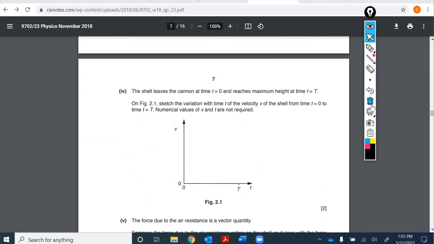It says the shell leaves the cannon at a time of t equals 0 and reaches maximum height at t equals T. On figure 2.1, sketch the variation with time t of the velocity of the shell from time t equals 0 to time t equals T. Numerical values are not required. So we have to think about how the velocity is going to go as it reaches maximum height. We know at time T, it reaches a velocity of 0, right? Because that's at maximum height. That's when gravity has slowed it down to a speed of 0.